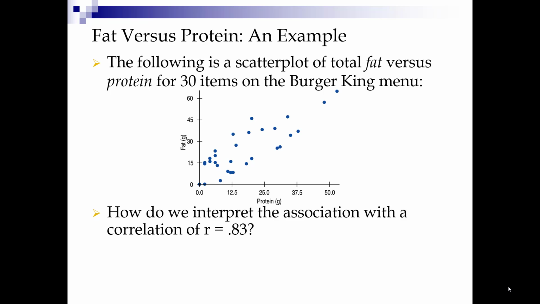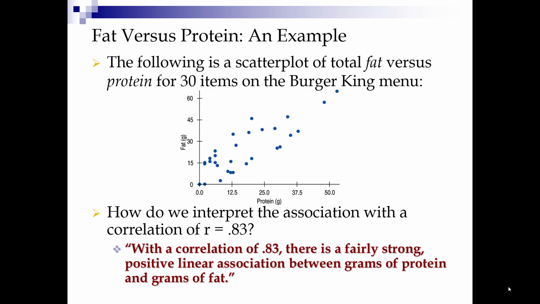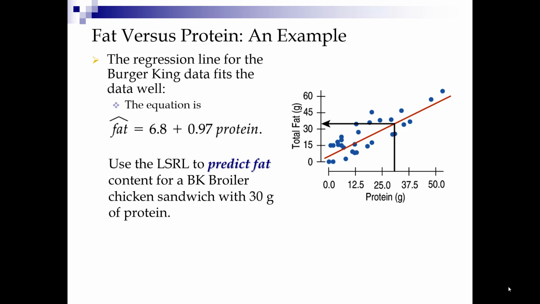So how do we interpret the association with a correlation of 0.83? With a correlation of 0.83, there's a fairly strong positive linear association between grams of protein and grams of fat. The regression line for the Burger King data fits the data well, and we get this equation: fat hat, or the predicted amount of fat, is equal to 6.8 plus 0.97 protein.